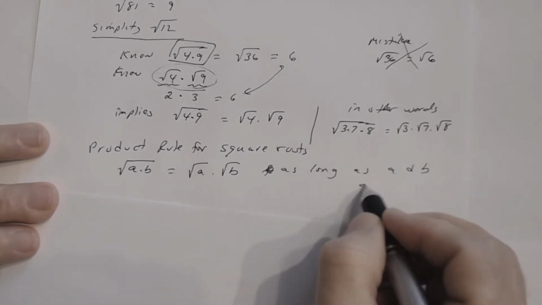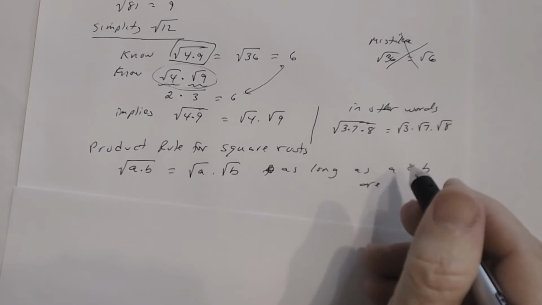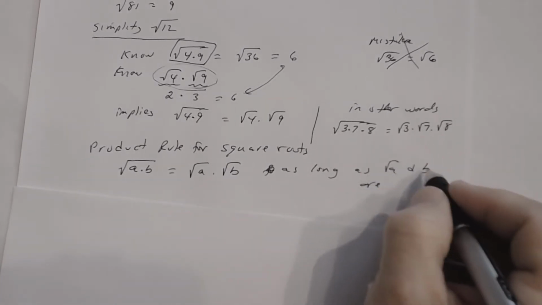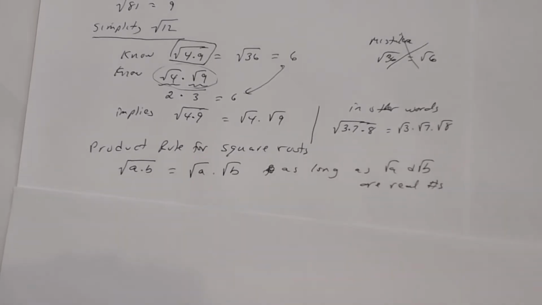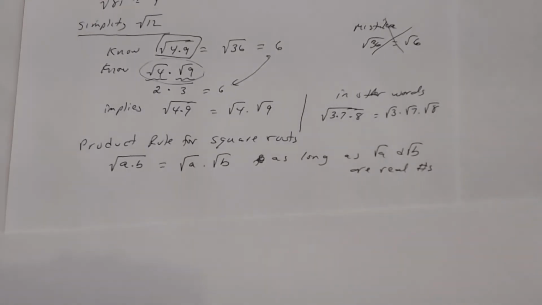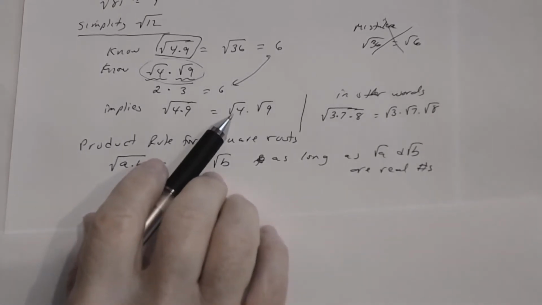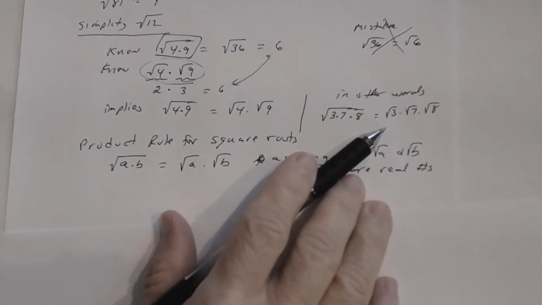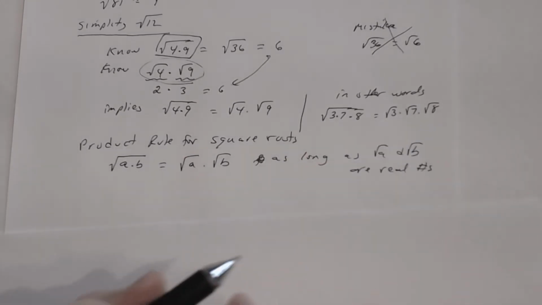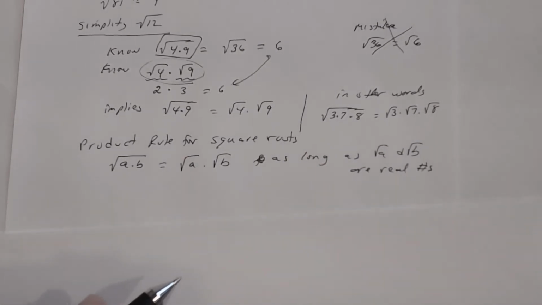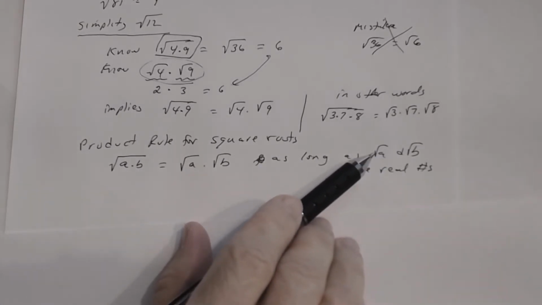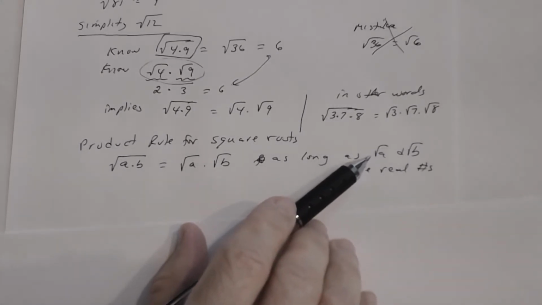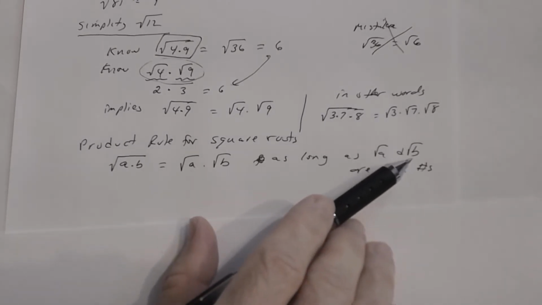Now, that is true for as long as the square root of a and the square root of b are real numbers. Notice the square root of 4 is a real number, the square root of 9 is a real number, the square root of 3, the square root of 7, the square root of 8 are all real numbers. So in order for the square root of a to be a real number, a cannot be negative, because remember, the square root of negative 5 is not a real number. So b cannot be negative either.